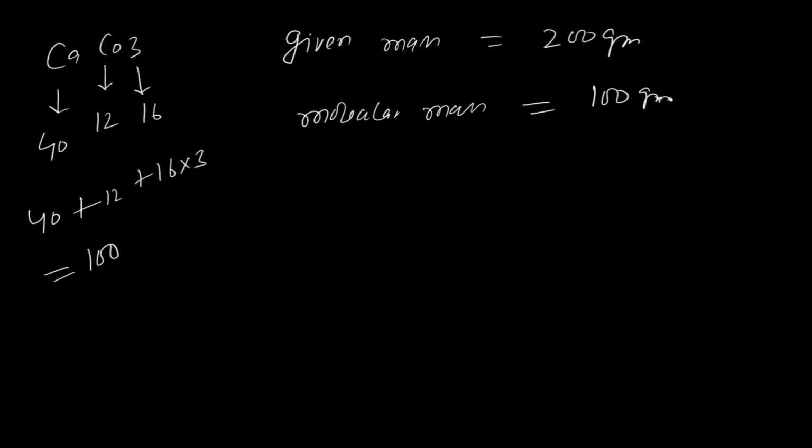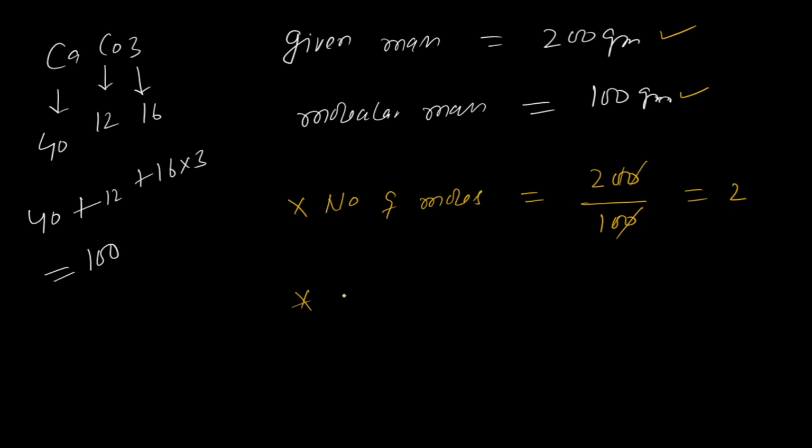Okay, now you have to use the formula. You have to find out the number of moles. The number of moles is equal to given mass upon molar mass. Given mass is 200 gram divided by molecular mass 100 gram. It will cancel and give you 2. So the number of moles will come 2.